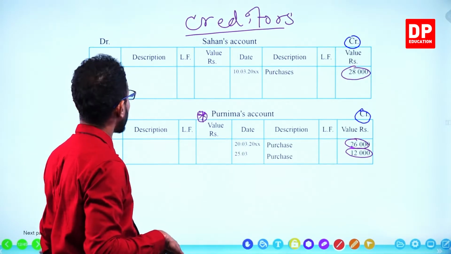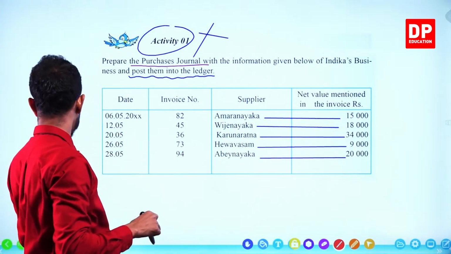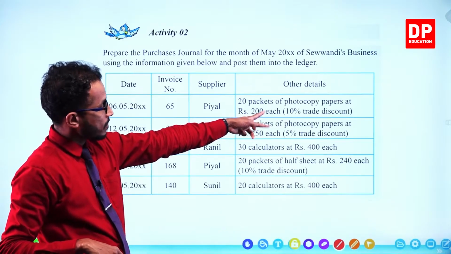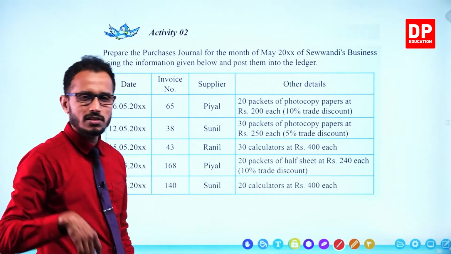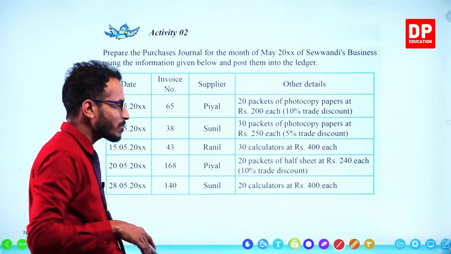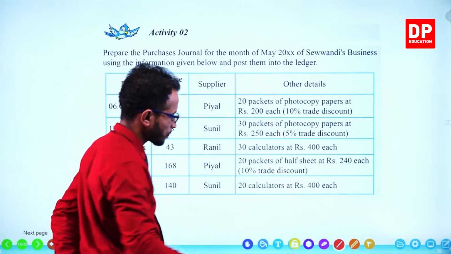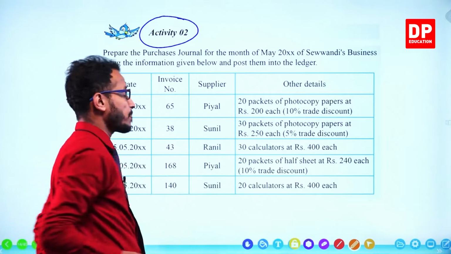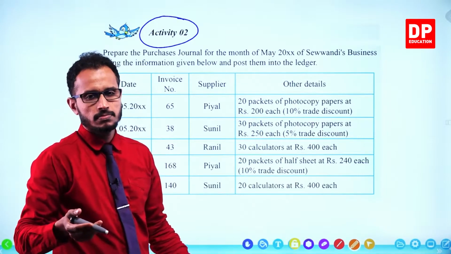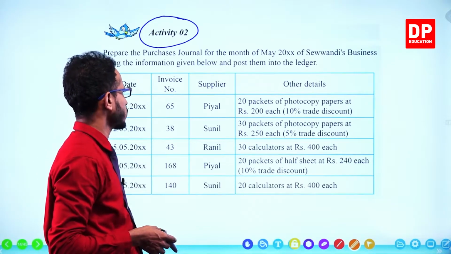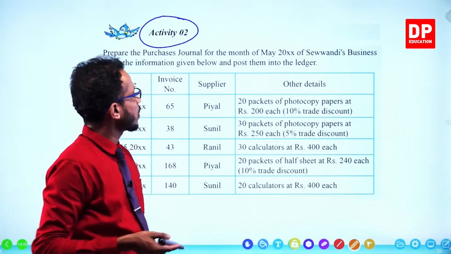Shall we take the next one? Now this, we'll take this activity 2 because discounts are involved. So there are some calculations at least, just to break the boredom. Otherwise that activity number 1 is too easy. You'll be bored. We'll take this one. Activity number 2, we are going to prepare the purchases journal of Sevwandi's business and post the entries to the ledger accounts using double entry system. Fine.